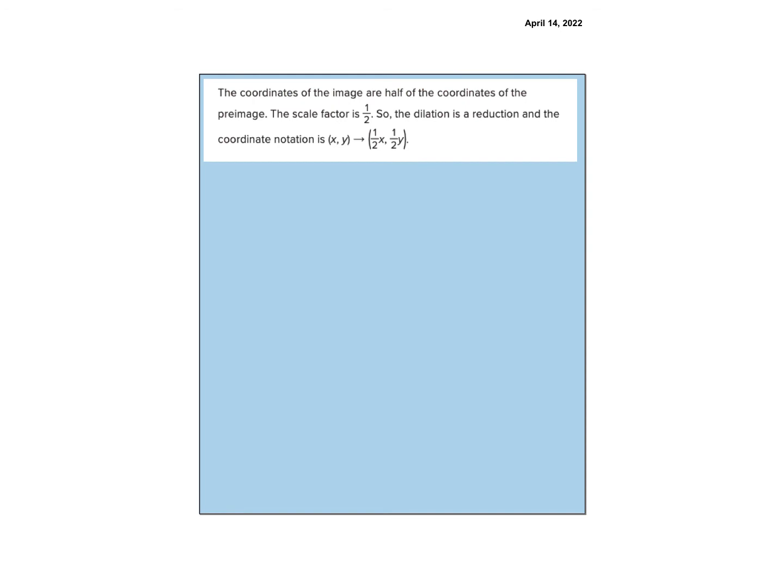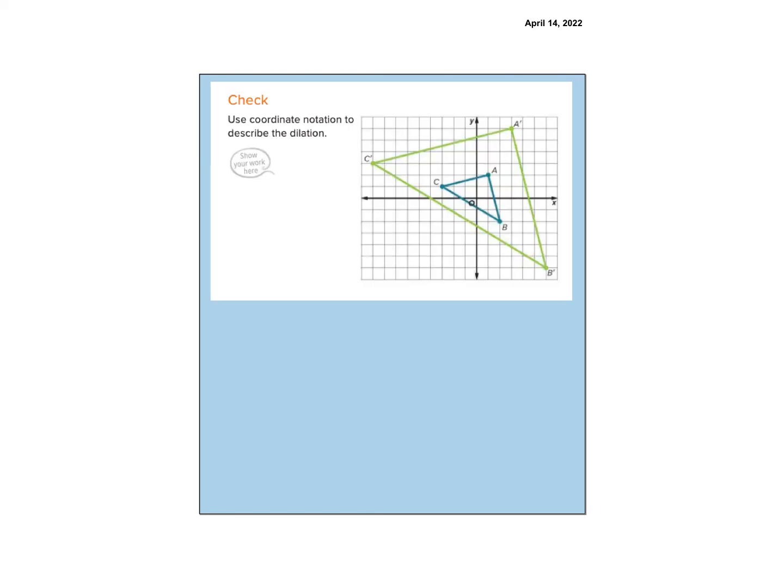So then, just as a quick review, since the dilation factor is half, this is a reduction. If you guys notice, the shape still stayed the same, so it's similar. It just got reduced or smaller.